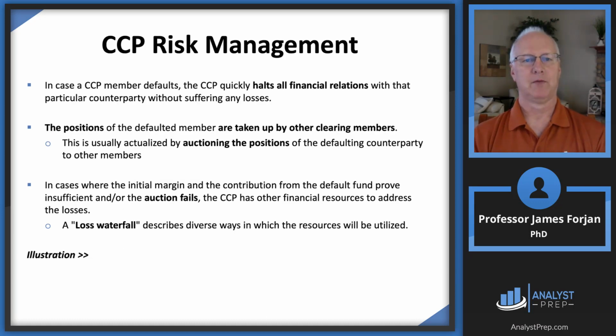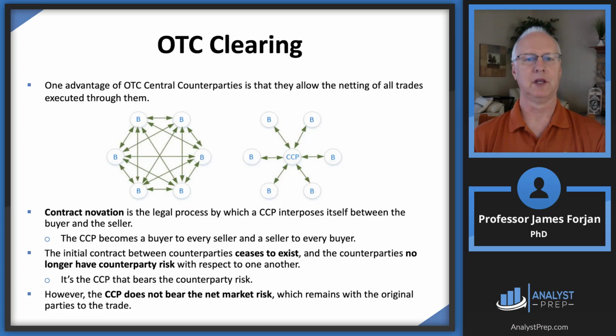Now, what happens if one of these members defaults? Let me go back to this illustration here. Let's focus on the left-hand bilateral illustration. If the northeast corner party defaults, and let's just suppose that it defaults on the southwest corner contract, what happens? There's a default there. Well, the other parties may or may not know about this in these bilateral arrangements.